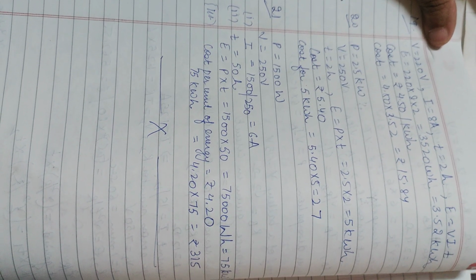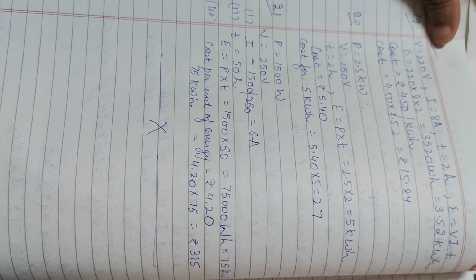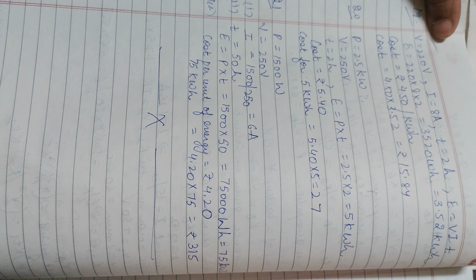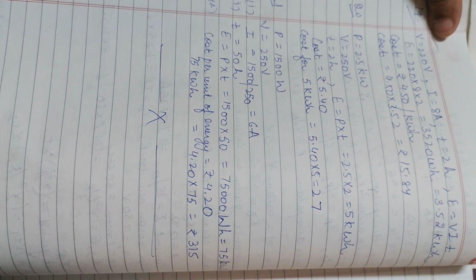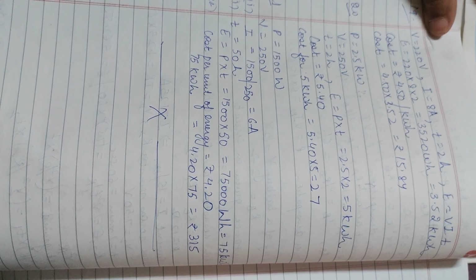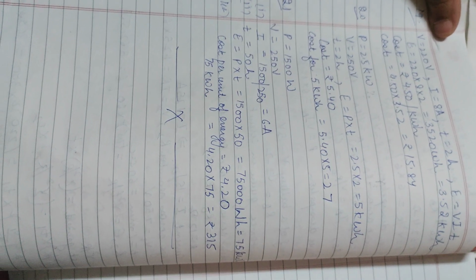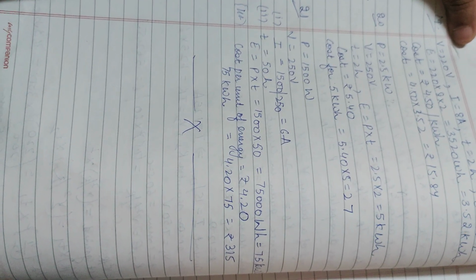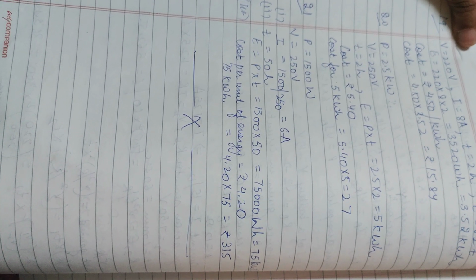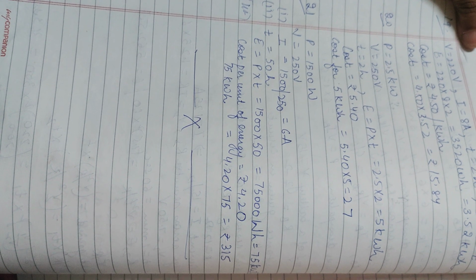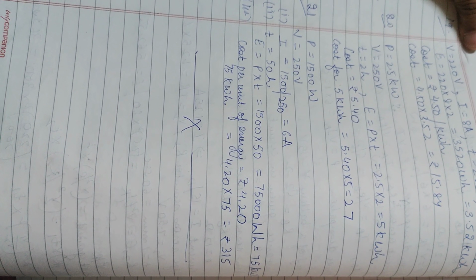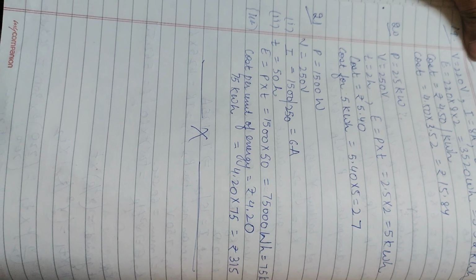20th question: an electric kettle is rated 2.5 kilowatt and 250 volt. Time is given to you, V is given, P is given, energy is equal to P into T. Again the cost is given, you simply multiply it and you will get the answer. 21st question: a geyser is rated 1500 watt and 250 volt. Power and V are given, we have to calculate the current. Current is equal to P upon V, you will get it.